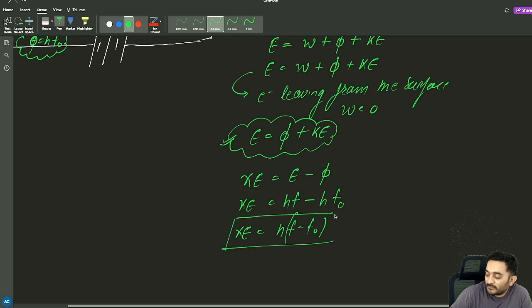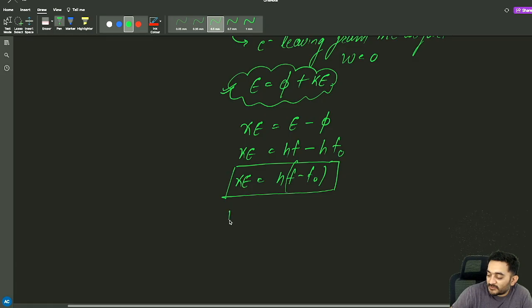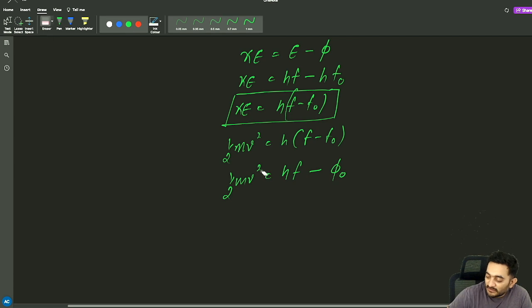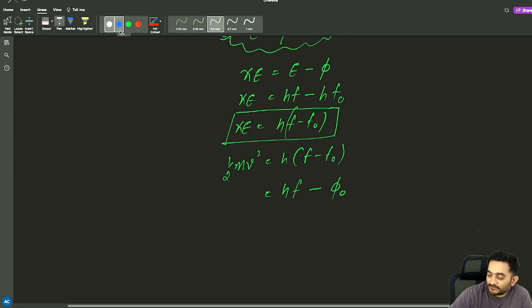Got it? So this way you will be able to comment on the kinetic energy of the electron. Or if you wanted to find what exactly the speed is, then definitely you can write half mv square, and this value is there. Now try to understand one more thing I'm giving you. Half mv square equals hf minus, let's say, phi naught. There is something called stopping potential. So this kinetic energy I'm writing as it is.